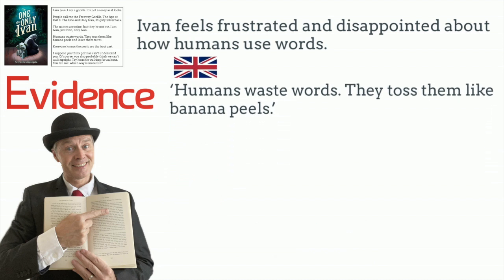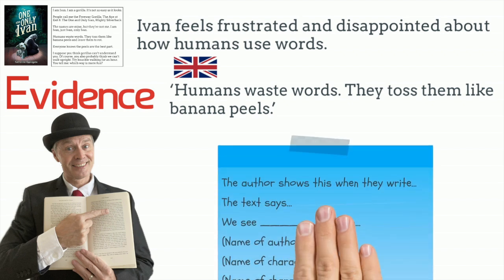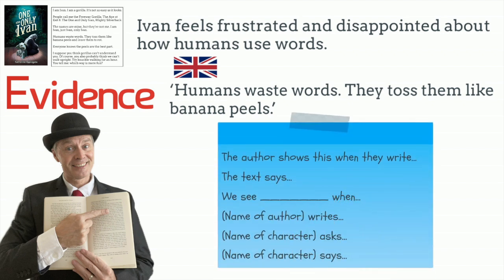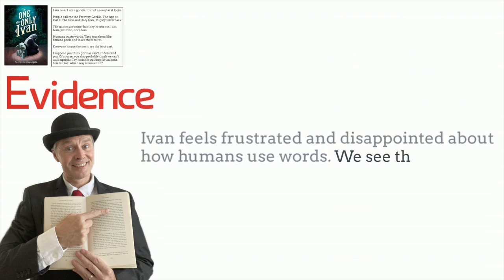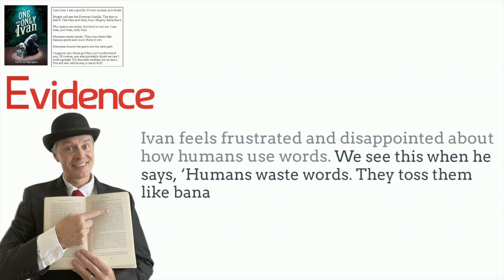When putting the quote into a sentence, one of these sentence starters may help. The author shows this when they write. The text says. We see when. Name of author writes. Name of character asks. Name of character says. I think in this case I'll use this one. We see this when he says, 'Humans waste words. They toss them like banana peels.'